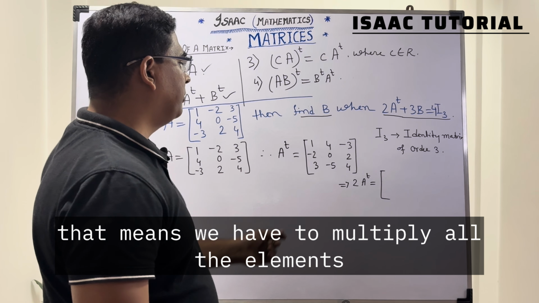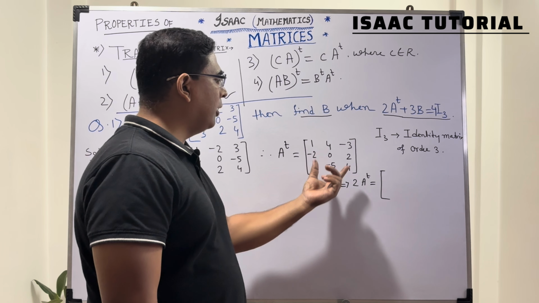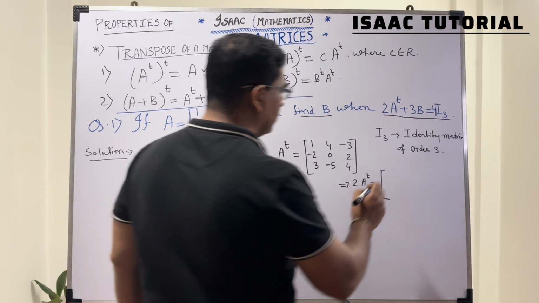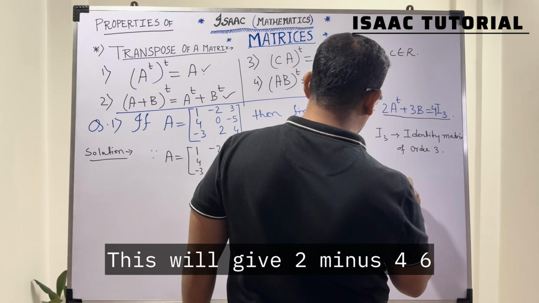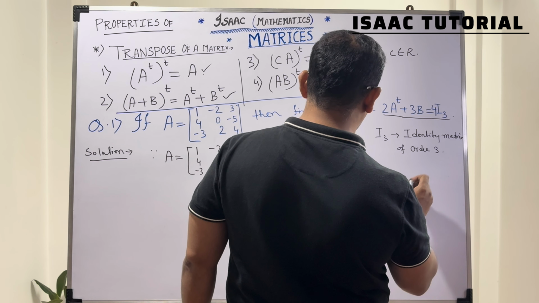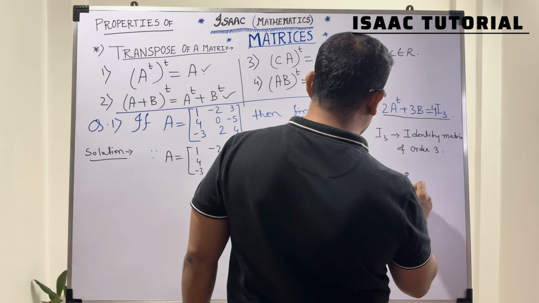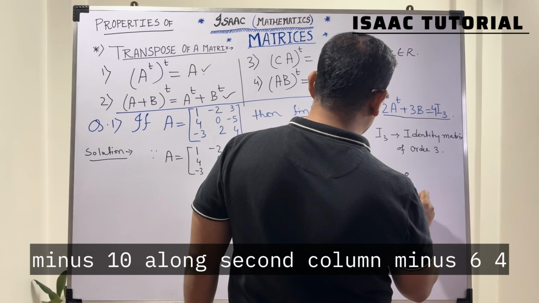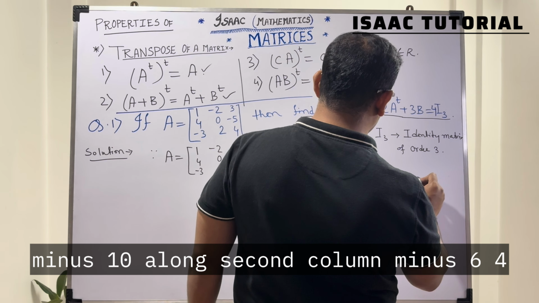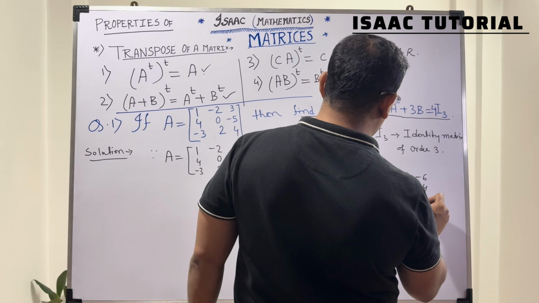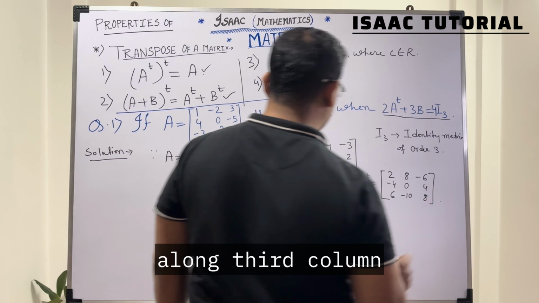So this implies twice of A transpose is equal to 2 into this matrix. That means we have to multiply all the elements of this matrix by 2. This will give 2 minus 4 6 along first column, 8 0 minus 10 along second column, minus 6 4 8 along third column.